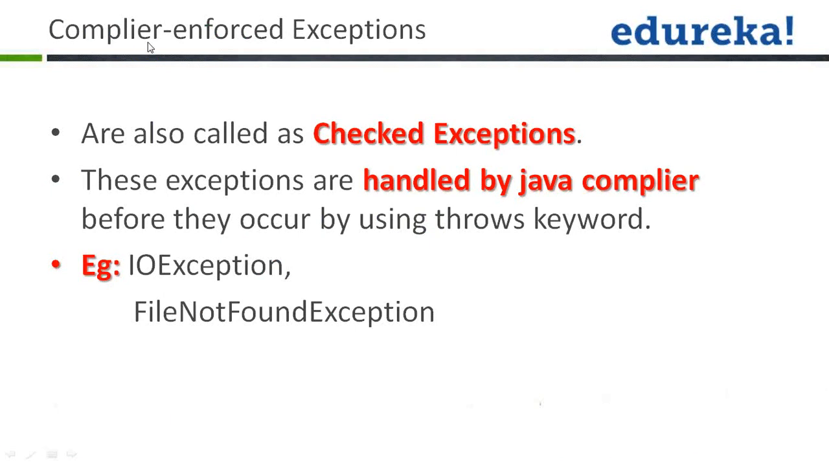Moving on. Compiler enforced exceptions are also called checked exceptions. These exceptions are handled by the Java compiler itself before they occur, by using the throws keyword. When you have to handle the exceptions that are checked by the Java compiler, you will be using the throws keyword. Like the input output exception, you use the throws keyword and then write the exception, like IOException or FileNotFoundException. These are all handled by the Java compiler and they are also called checked exceptions.